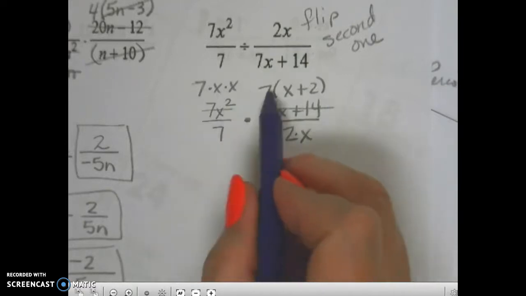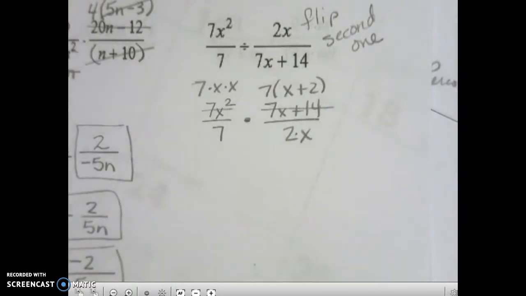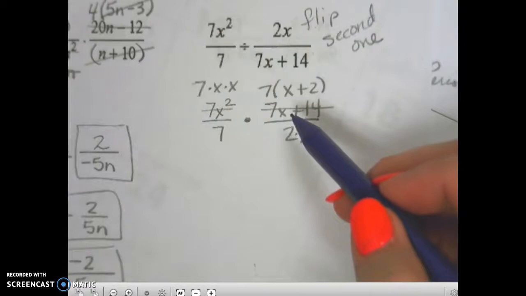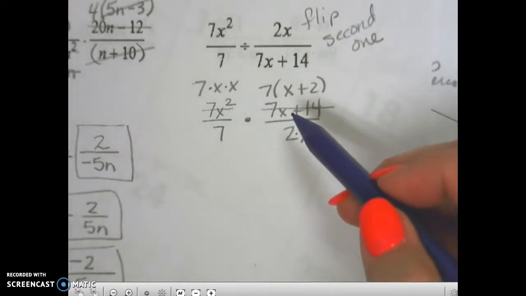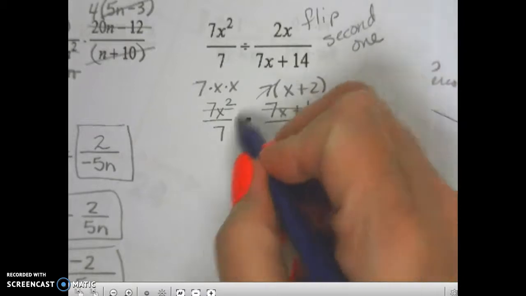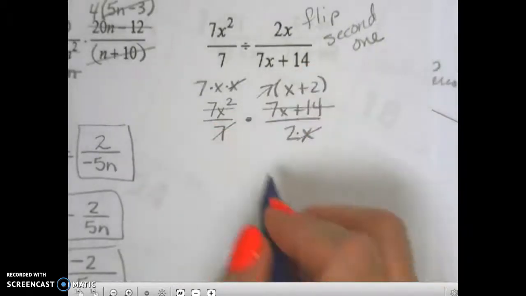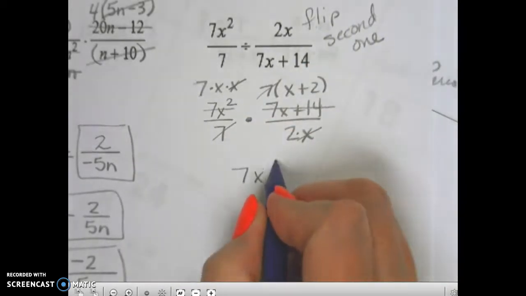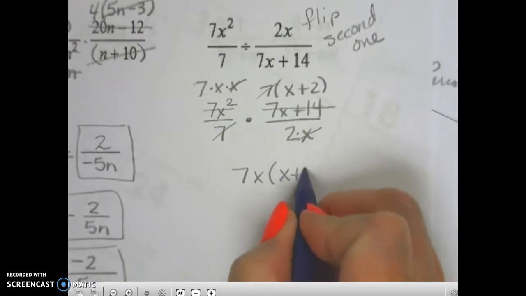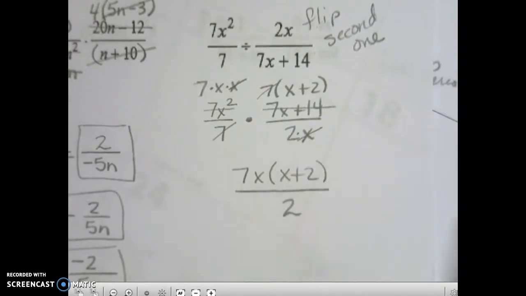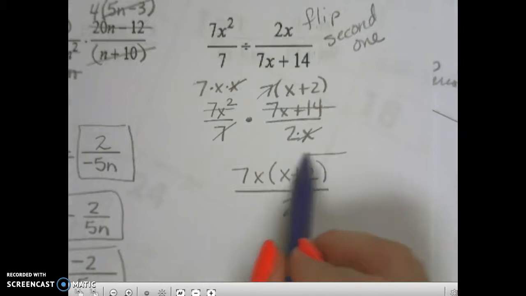So I've got 2 7s up here on top and 1 7 on bottom. When I have that, that means I can cancel 1 from the top with 1 from the bottom. And to be perfectly honest with you, it does not matter which 7 on top you choose, but you must choose one of them. I'm going to choose this one, and now I'm going to cancel an x. That leaves me with 7x, parenthesis, x plus 2 on top, and my 2 on bottom. This is in factored form, and I am finished.